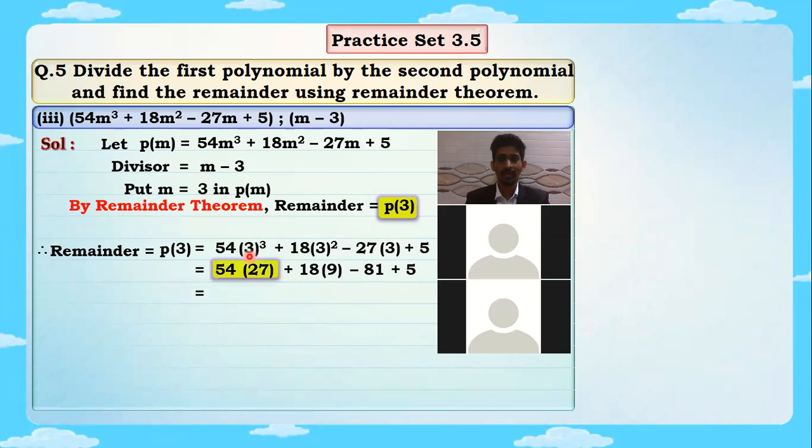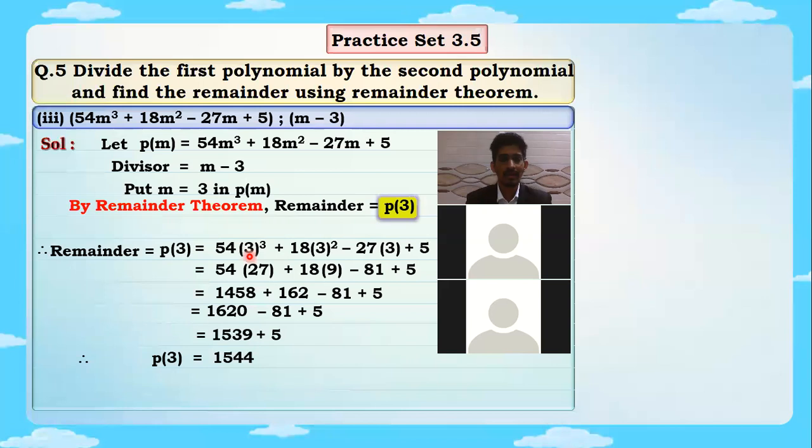54 into 27, if you multiply you get the answer as 1458, plus 18 into 9, that is 162, minus 81 plus 5. You will solve ahead in the next step; the sign of the greater number will come. 1458 plus 162 that is 1620. Then let's solve this. 1620 minus 81 that gives you 1539 plus 5, and at the end you'll get the answer as 1544. So this answer will be called the remainder.